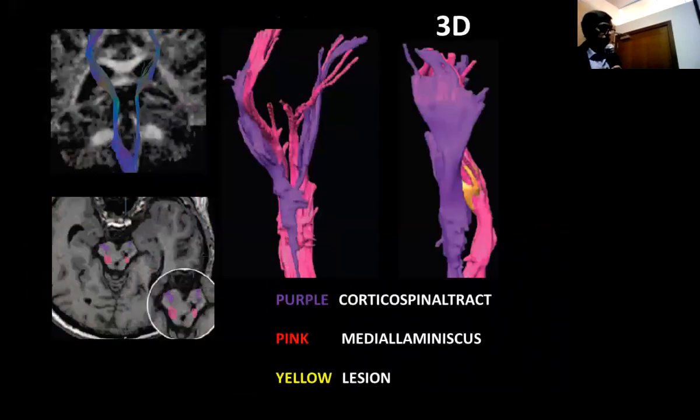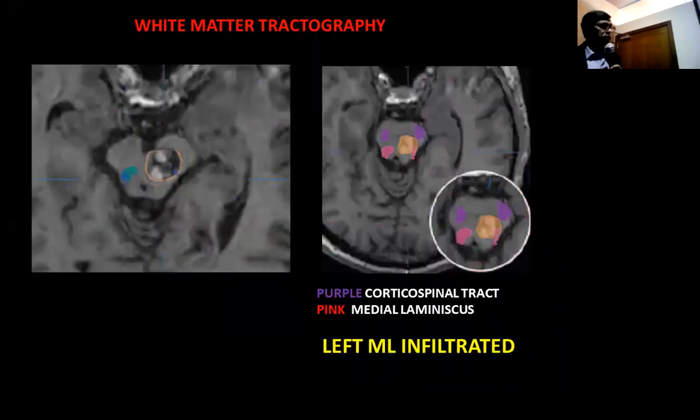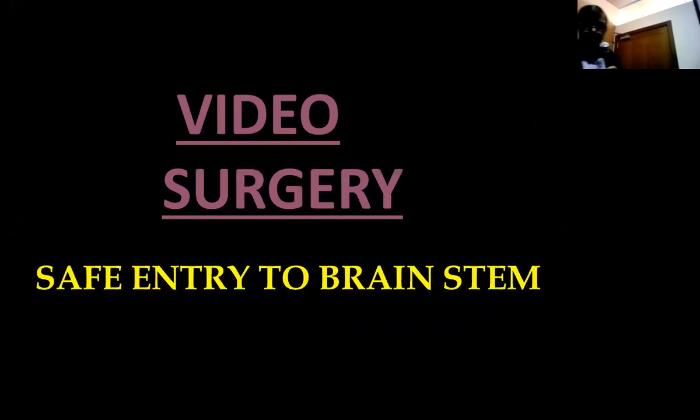And this, for example. It's beautiful. Look at this. Here you can see the lesion, you can see the spinothalamic tract, and you can see that this is affected. The medial lemniscus is infiltrated on this side, while on this side it's okay. I'll show you this quick video.